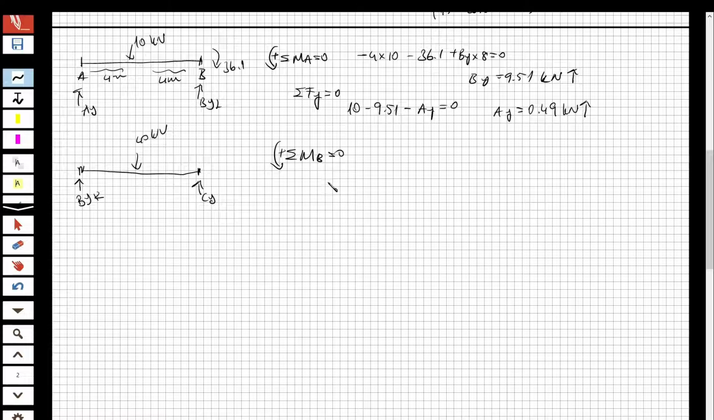So for this one, I have two forces, and I have also two moments here. For BC here, I have 13.899, and for this one, I have 43.